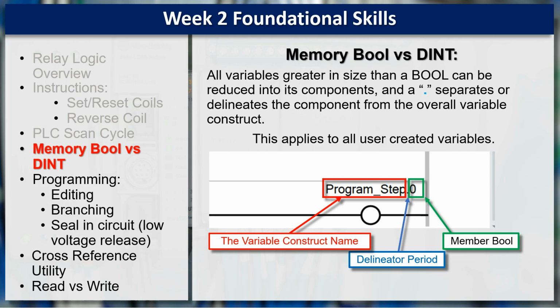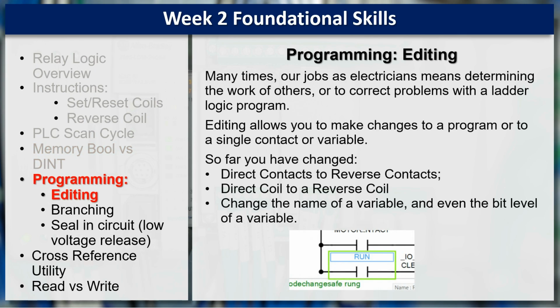When you examine it, program step is the variable construct's name. The period is the delineator. It separates the name from each of the members. Past the period is the member, and in this case, program step is a construct of 32 bits, and 0 is the member bool. Other constructs can actually have more. I'm going to spend more time examining variables in detail and going over some of the other constructs, especially when we get into timers and counters. But for now, let's carry on with a review of week 2.